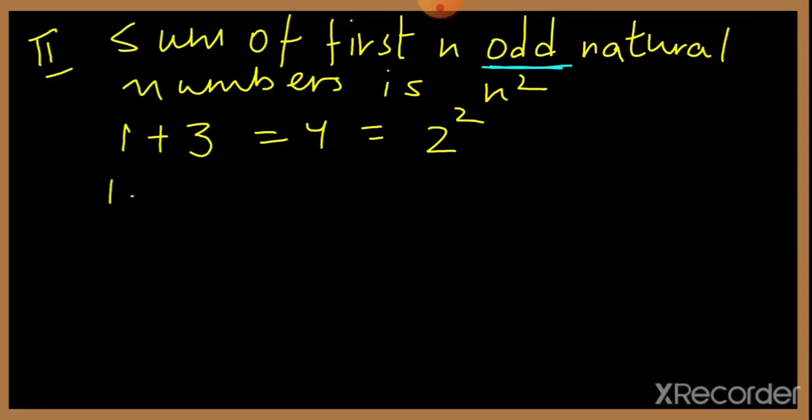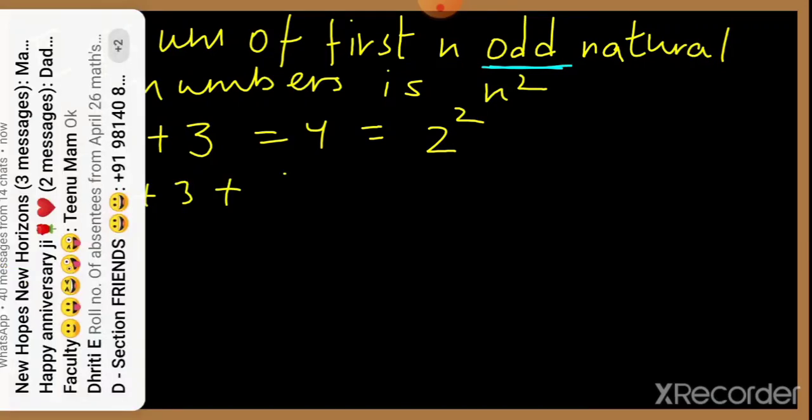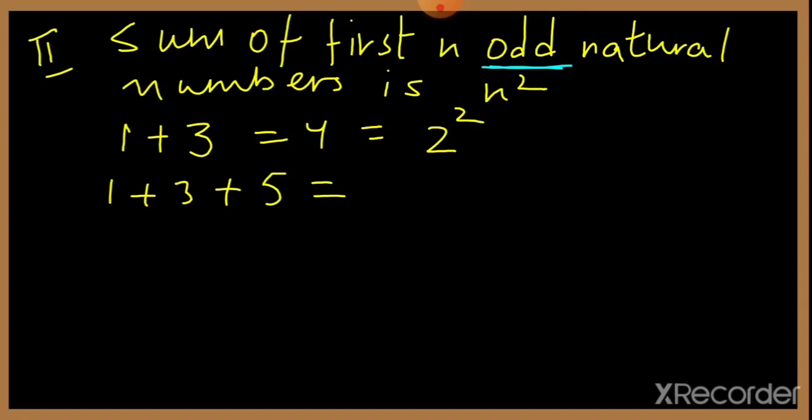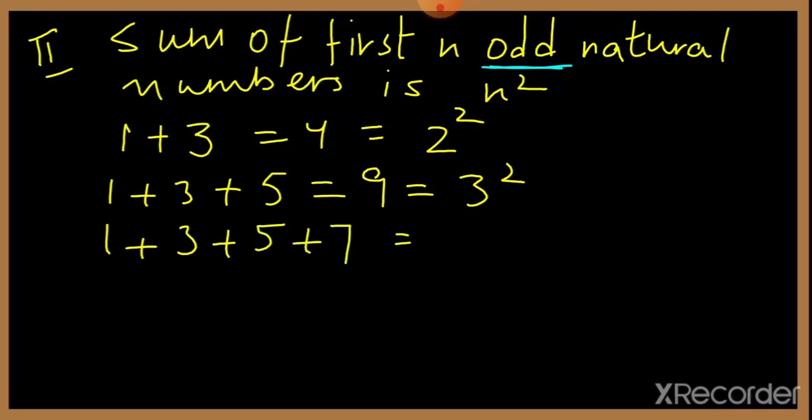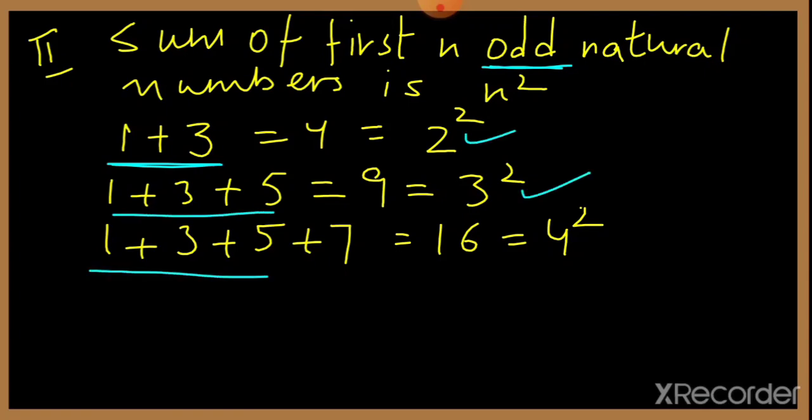Now if I take the sum of 3 odd natural numbers, I will get their sum is 9. Now 9 can be written as 3 square. Similarly, if I take 4 odd natural numbers, the sum will be 16, which is equal to 4 square. So here, children, we can see that if I take two numbers, the sum will be 2 square. If I take 3 numbers, the sum will be 3 square. If I take first 4 numbers, the sum will be 4 square. So in general, if we take the sum of first n odd natural numbers, the sum will be n square.